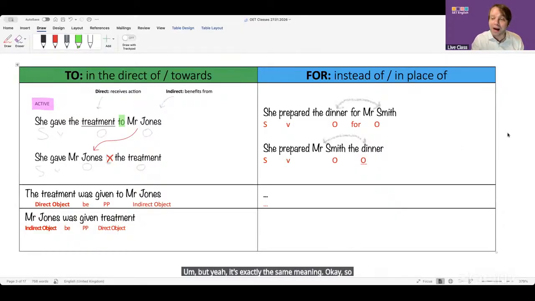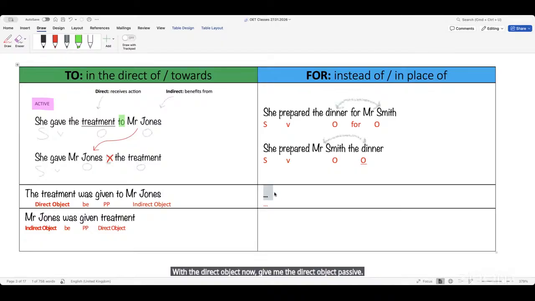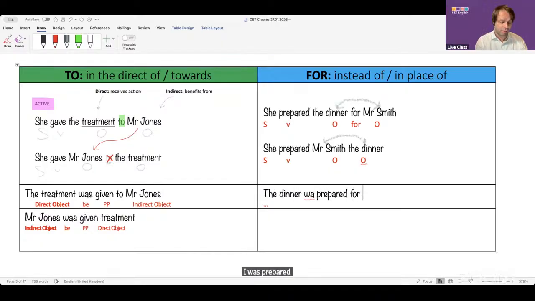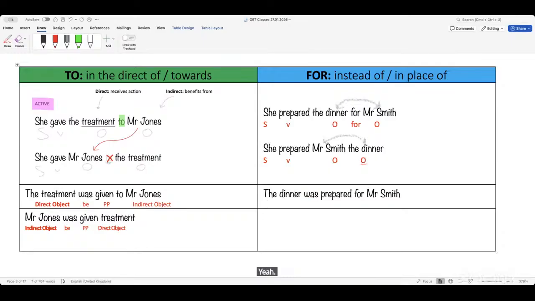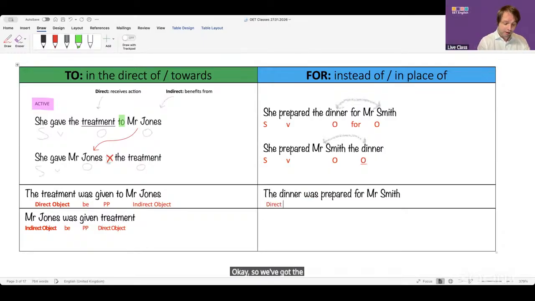Okay, so what are the passives? Yevgeny, give me the passive with the direct object now. Give me the direct object passive. The dinner was prepared for Mr. Smith. Is that right, guys? Is Yevgeny correct here? Just check. Yes. Okay, so we've got the direct object.